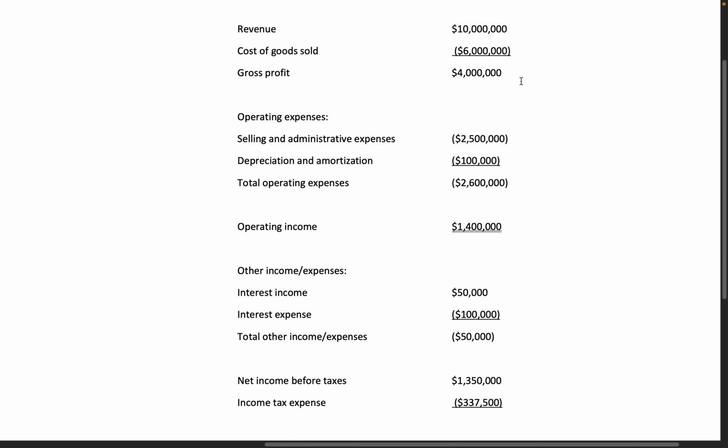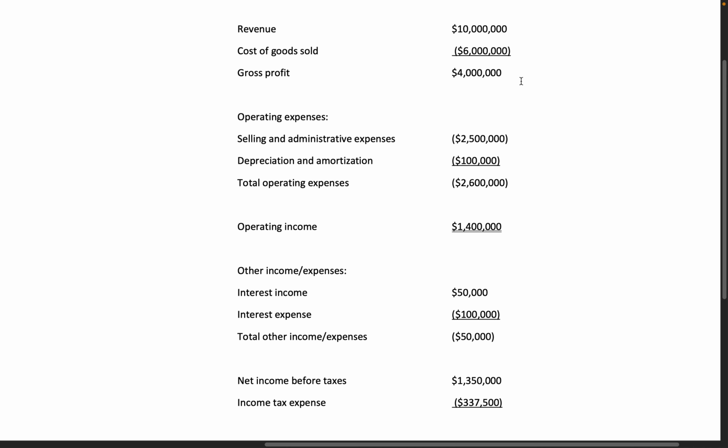Depreciation, amortization, okay, that's another 100,000. Total operating expenses, 2,600. So 2,600 from 4 million, 2.6 million from 4 million gives us 1.4 million, and that's our operating income. That's what we're making after our operation.